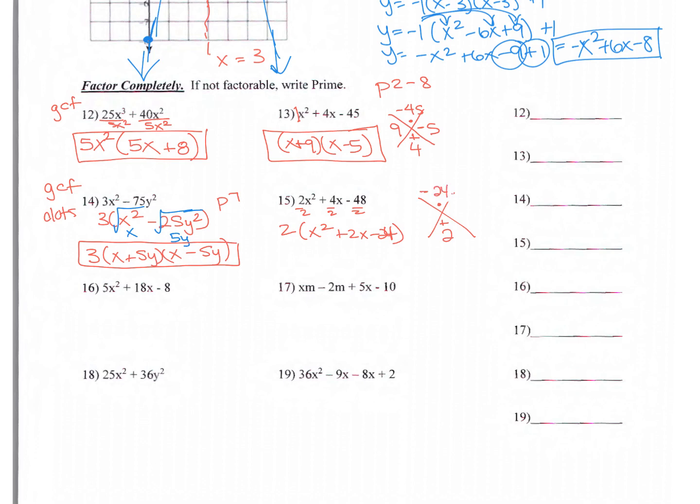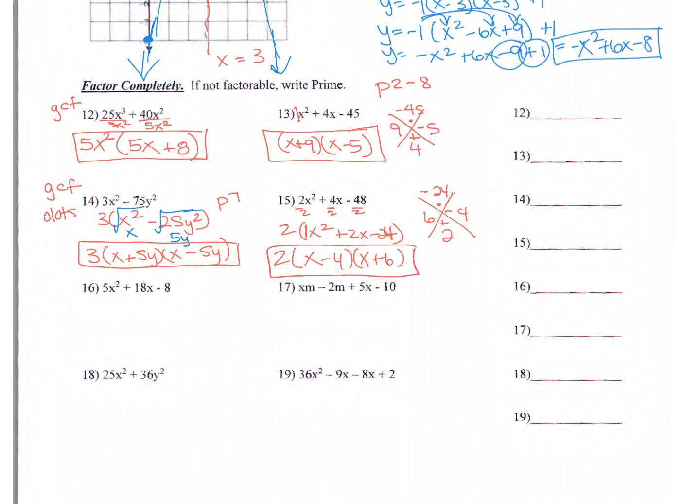So I'm looking for something that multiplies to negative 24 while adding to positive 2. So I'm thinking about 6 and 4, and if the 4 was negative, then it would add to the positive 2. This is another problem where my a is 1 inside the parentheses, so that 6 and negative 4 can go right into my parentheses.